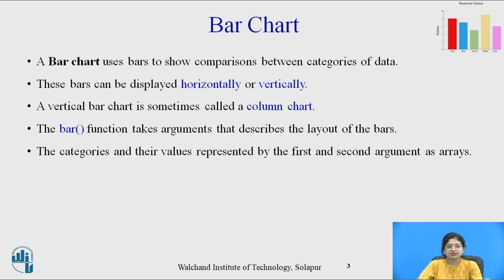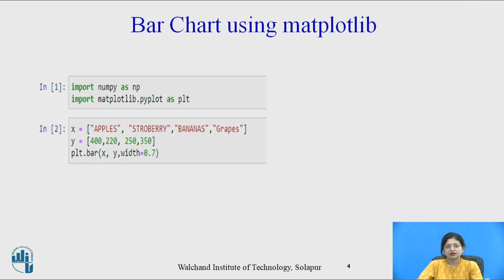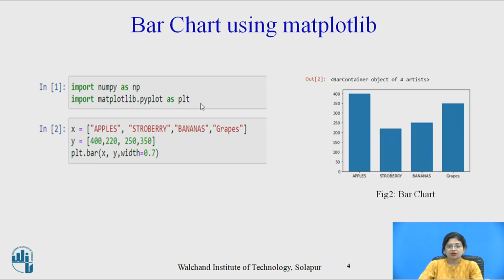For example, in my next slide, I have shown the categories and their values, represented by the first and the second argument as an array. Look here, I have taken two arrays, x and y. x indicates the labels of fruits and y indicates the number of fruits. Here I have imported two libraries, NumPy as np and matplotlib.pyplot as plt. Now, if we run this code, we will get this output.